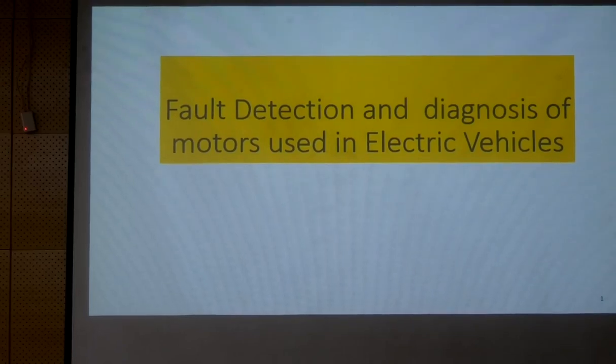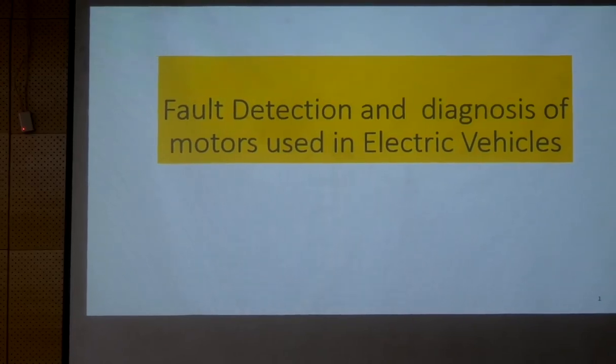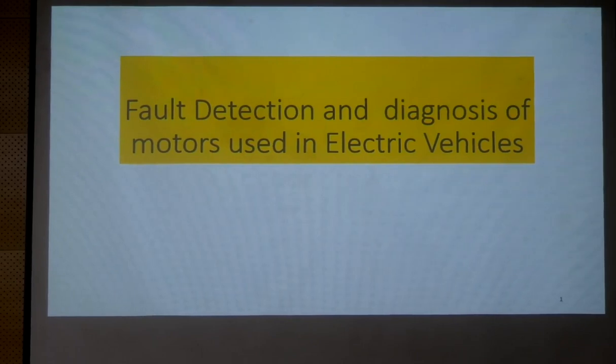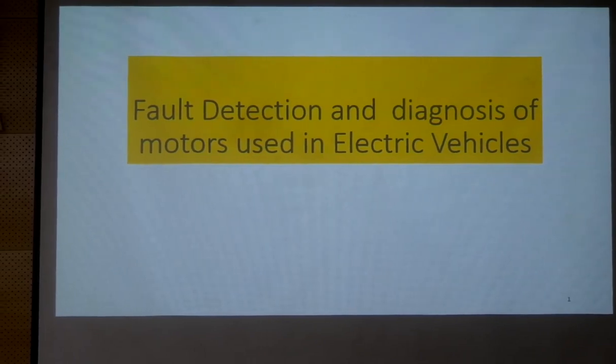Current session, we have the session on fault detection and diagnosis of motors used in electric vehicles. So, myself, Dr. Giridhar from Department of Electrical Engineering. I will try to focus mainly on the detection aspects, and some of the diagnosis aspects.